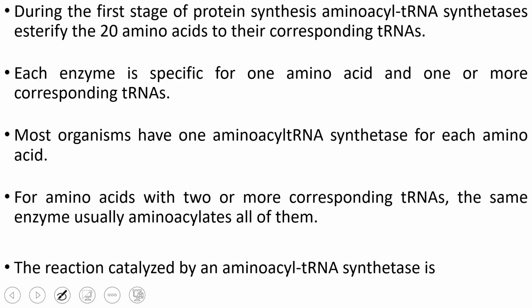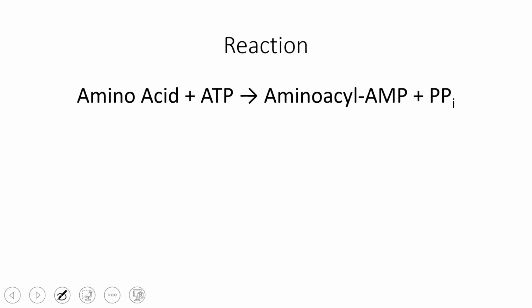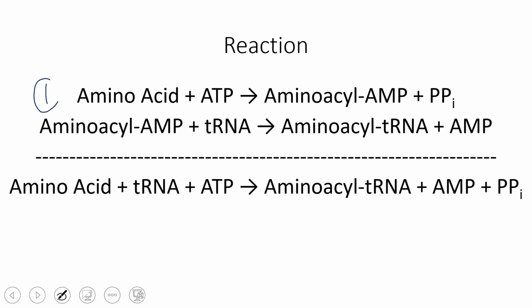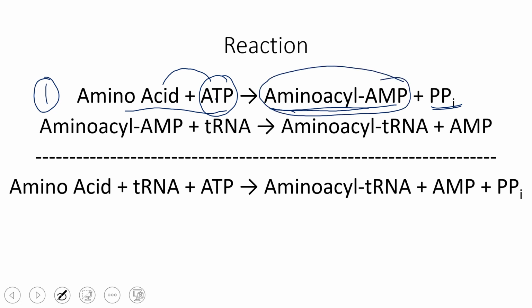During the first stage of protein synthesis, aminoacyl tRNA synthetase esterifies the 20 amino acids to their corresponding tRNA. आप पहले रिएक्शन देख लीजिए, फिर हम बात कर लेते हैं. This is the reaction. This reaction occurs in two steps. The first step is amino acid is going to react with ATP. ATP का AMP पोर्शन, मोस्ट ऑफ द केसेस हम AMP पोर्शन यूज करते हैं, तो यहाँ का AMP is going to bind with this amino acid in the first step. So we are going to have aminoacyl AMP, और यहाँ से दो फॉस्फेट हमने निकाल दिया, बीटा एंड गामा फॉस्फेट.